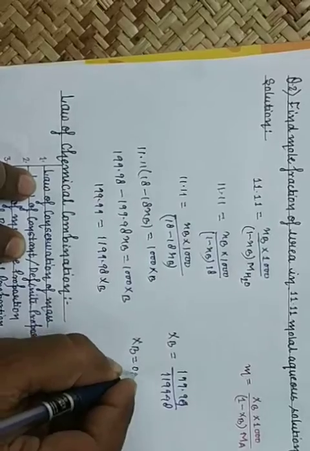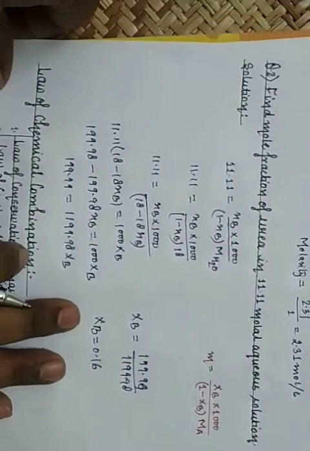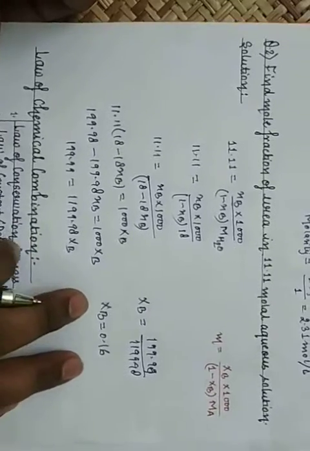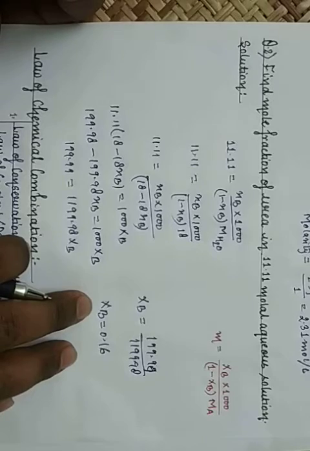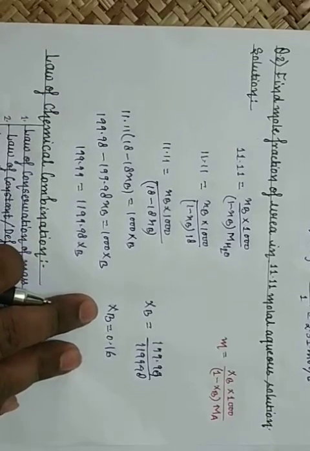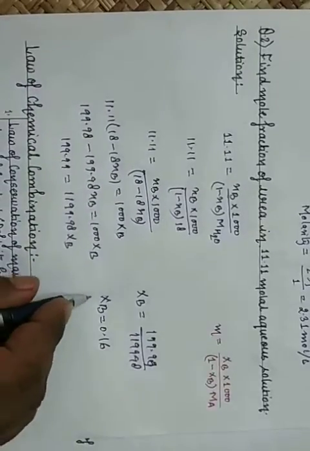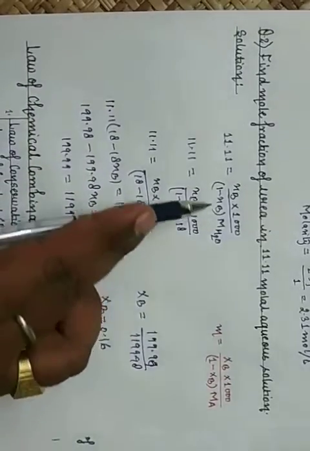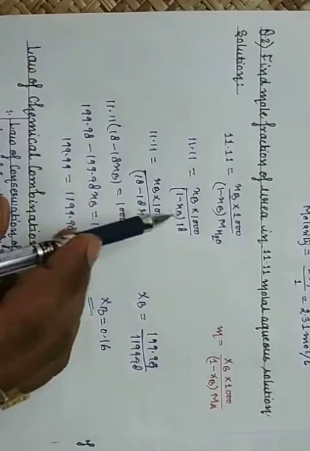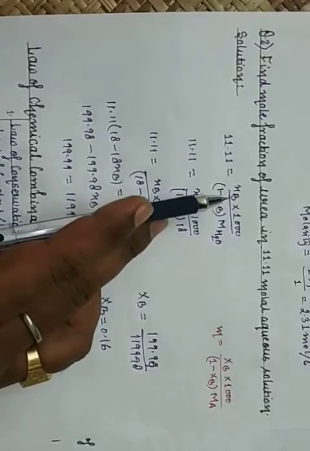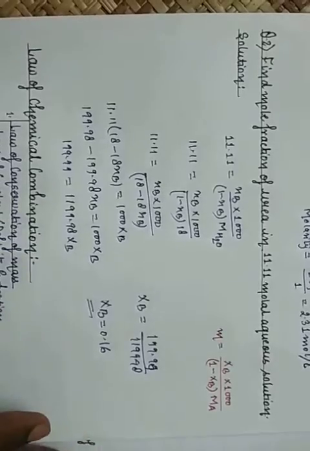The answer is 0.16. You know there is no unit of mole fraction. It is independent of volume, so mole fraction is unitless. Okay, clear? Find the mole fraction of urea. Urea is the solute. So XB is the mole fraction of solute and XA is the mole fraction of solvent, but here XB is the mole fraction of solute. Okay, clear?